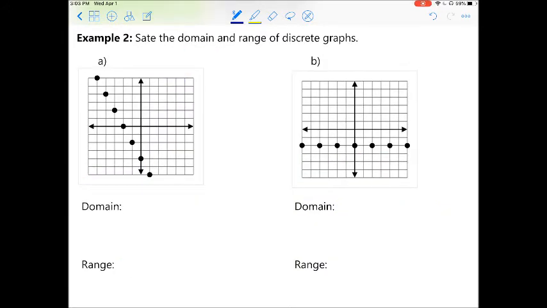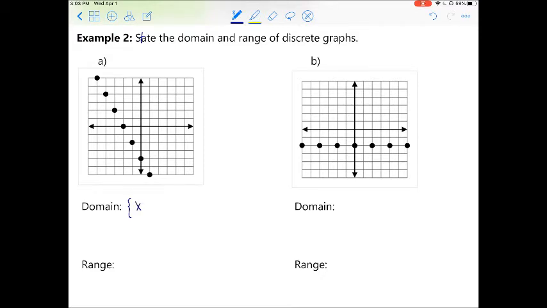Now let's take a look at example 2. State the domain and range of discrete graphs. So discrete graphs are graphs that are not connected, just like part A graph here. So let's take a look at how to write the domain and range for a discrete graph.